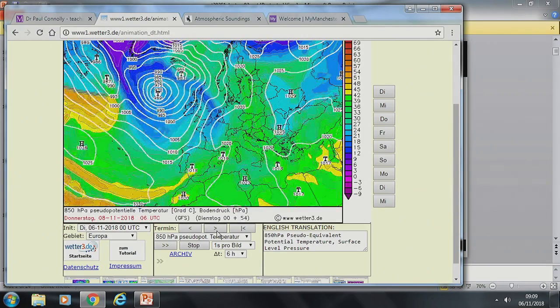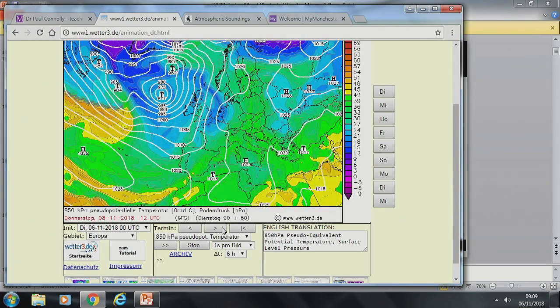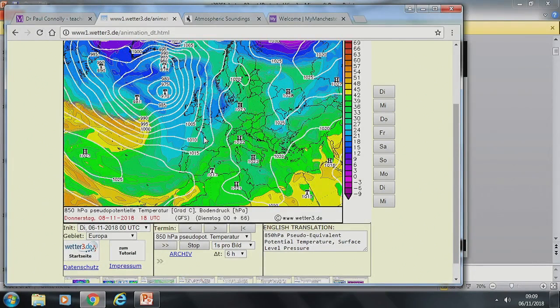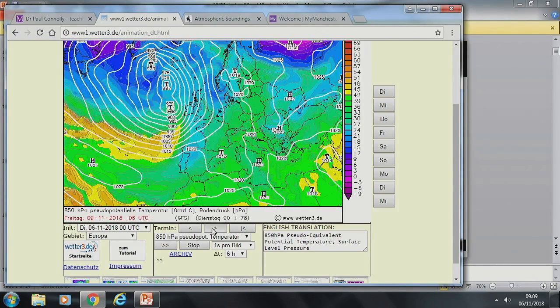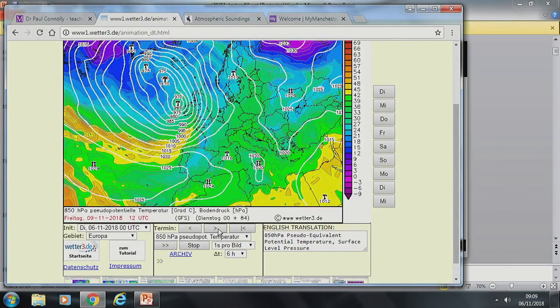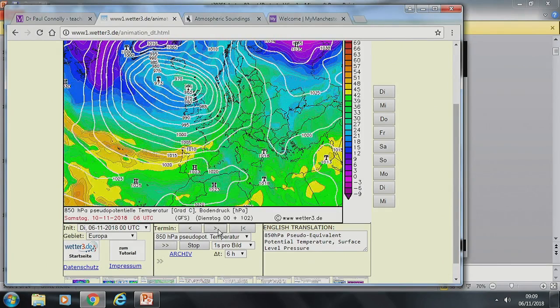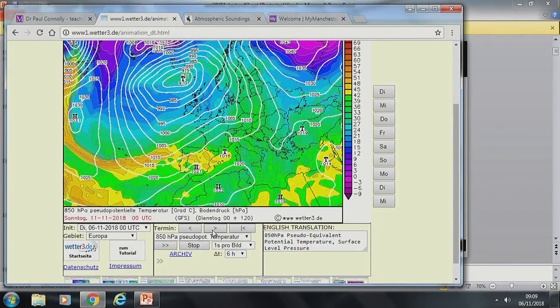Then, leading into the weekend, we've got another slight warm front, very weak, so we might see some not very strong drizzle Thursday, Friday here, and then leading into the weekend it goes cold again. So this cold air comes down from the north and it should feel cold Saturday, Sunday.